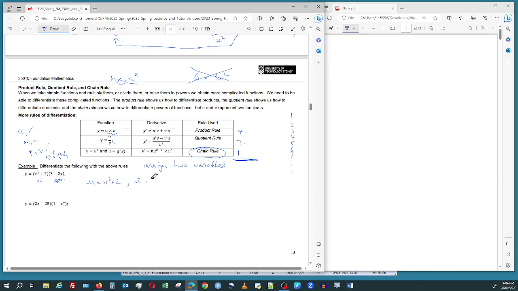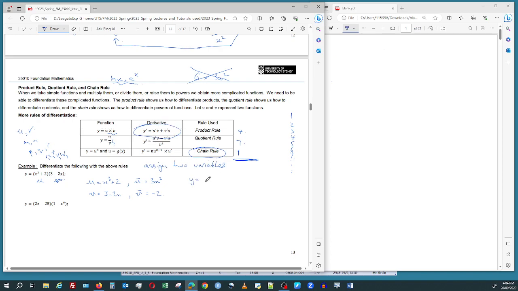What would that be? 3 comes out the front. 3 minus 1 is 2. The 2 is a number, so it's a constant. It has a gradient of 0. V, on the other hand, is equal to 3 minus 2x. So V dash is equal to negative 2. Okay? So you can use those 4 pieces of information now and recognise that y dash, there it is.